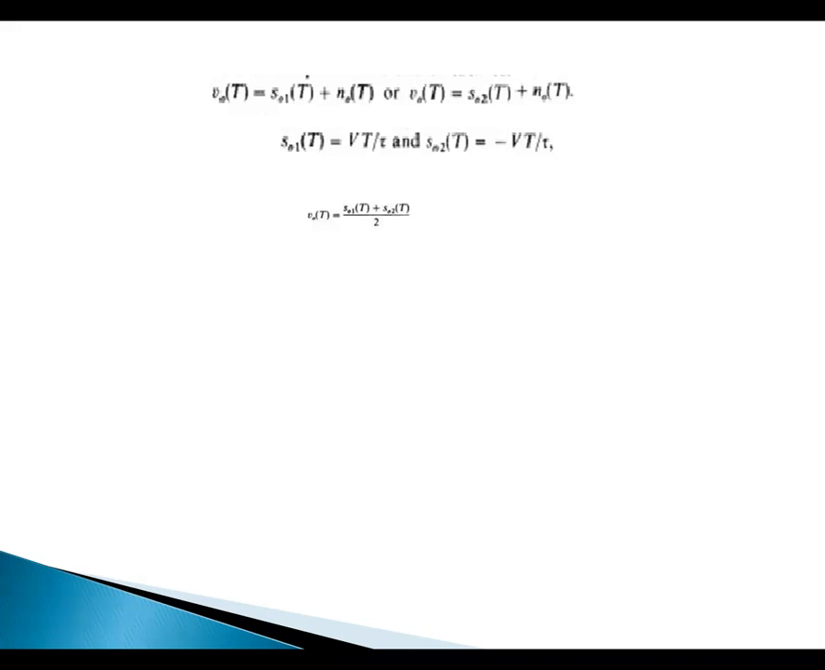We receive S01 of t. So if at the output side S01 of t is greater than S02 of t and S2 of t was transmitted, S2 of t is transmitted. What is the condition here? S2 of t is transmitted, but S01 of t is greater than S02 of t.